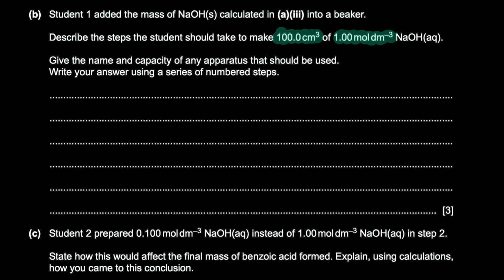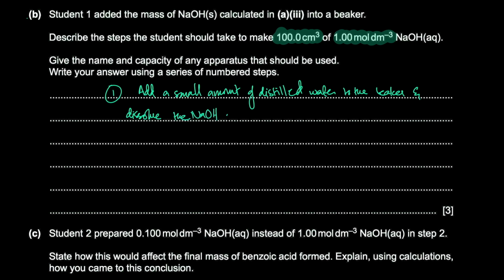Okay, so the first step, we're going to number the steps. The first step is we're going to add a small amount of distilled water to the beaker and dissolve the sodium hydroxide completely. The second step, we're going to transfer the solution to a 100 cm³ volumetric flask.